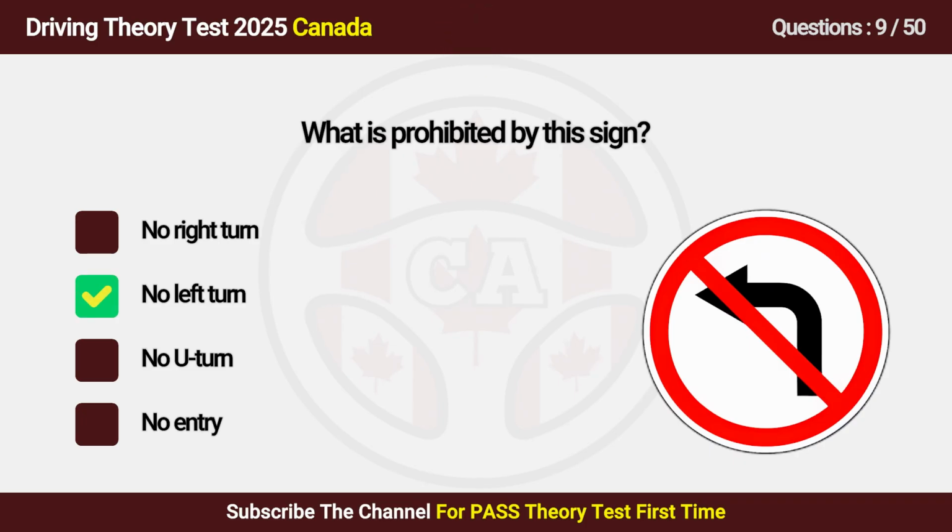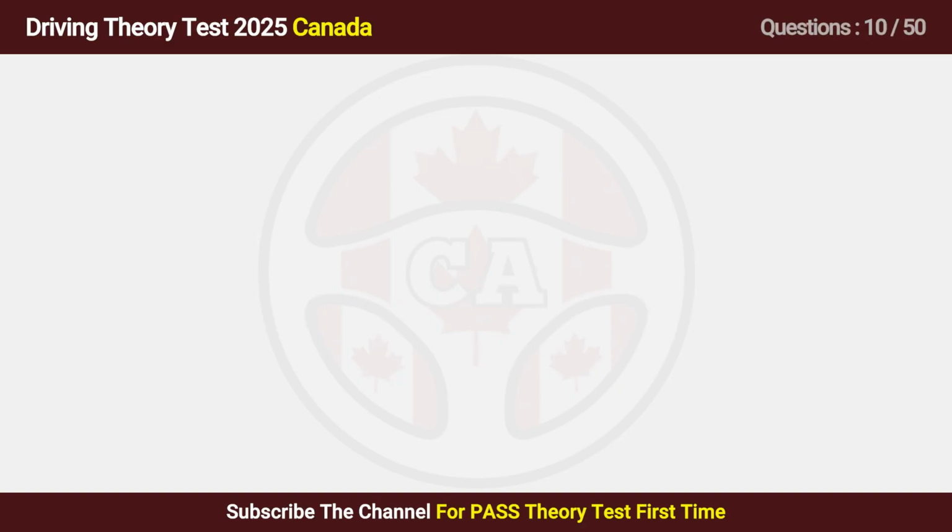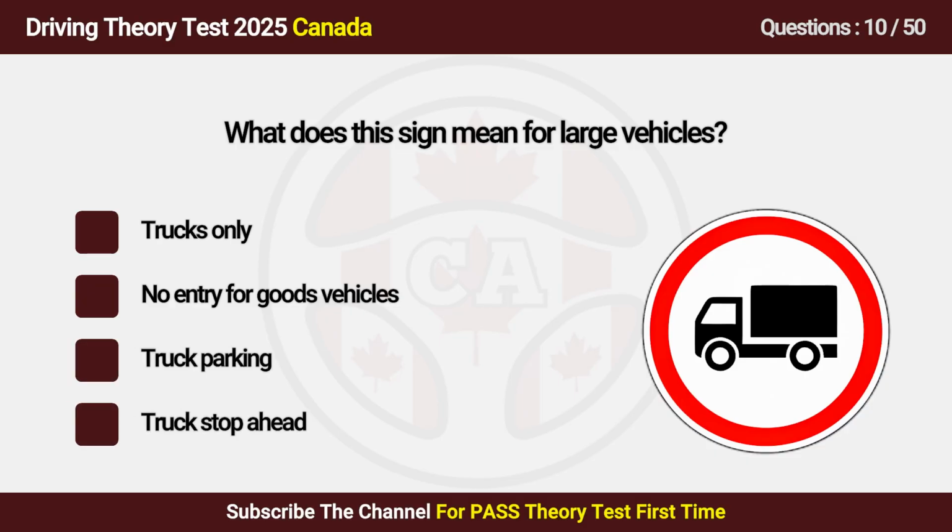Answer is B. No left turn. This sign indicates that making a left turn at the intersection or location where it is posted is prohibited. Drivers must find an alternative route. Question 10. What does this sign mean for large vehicles?